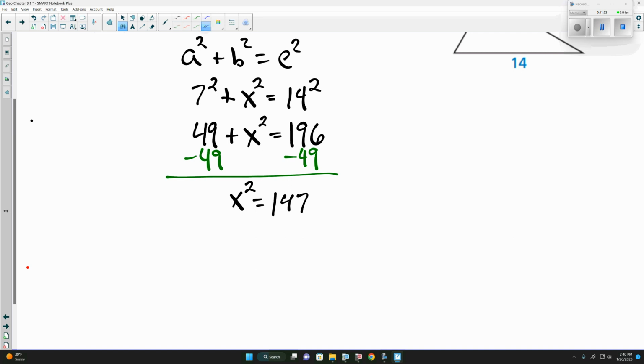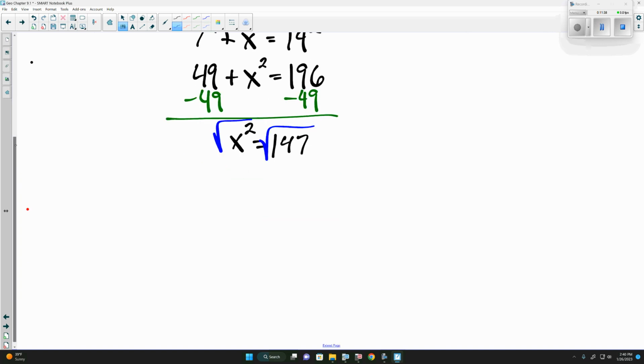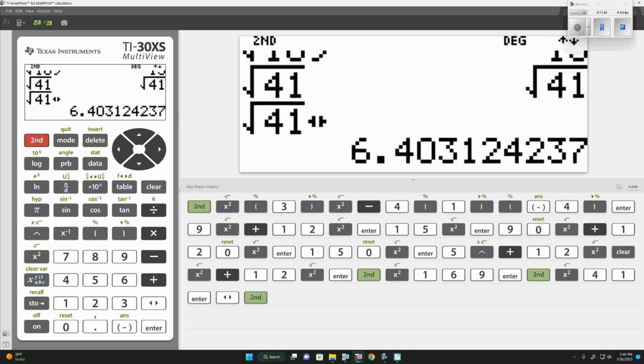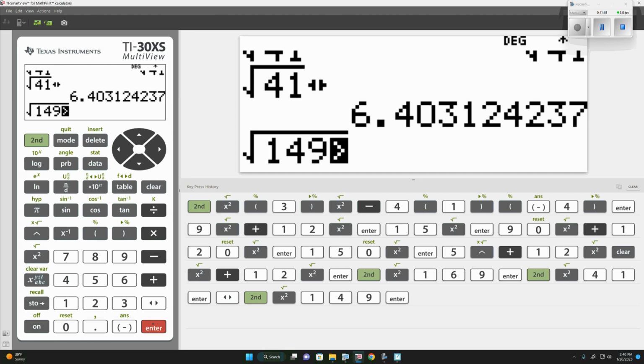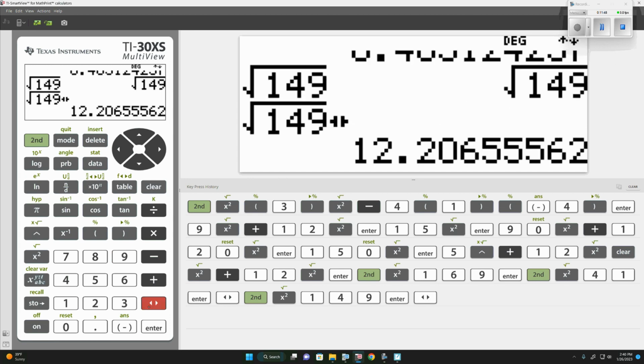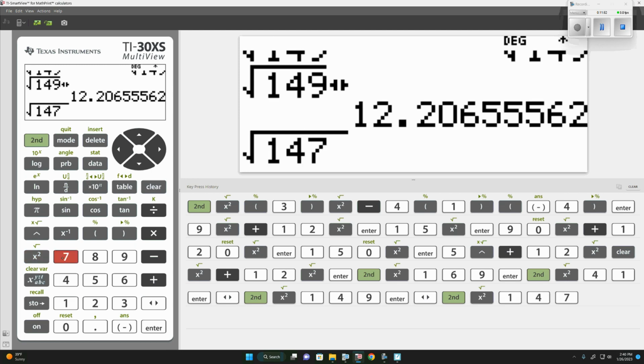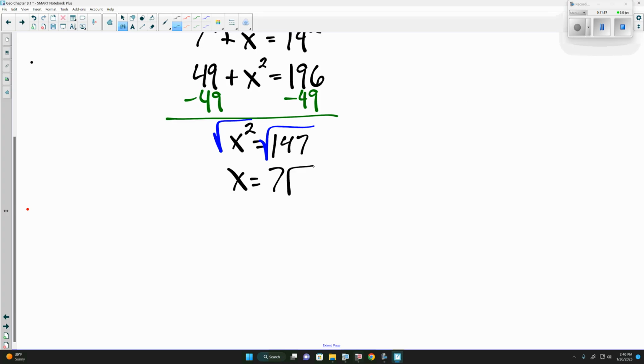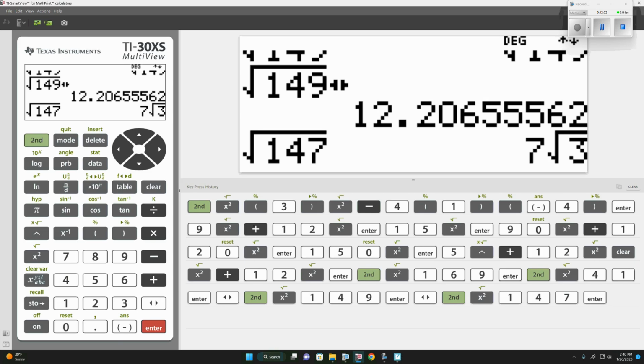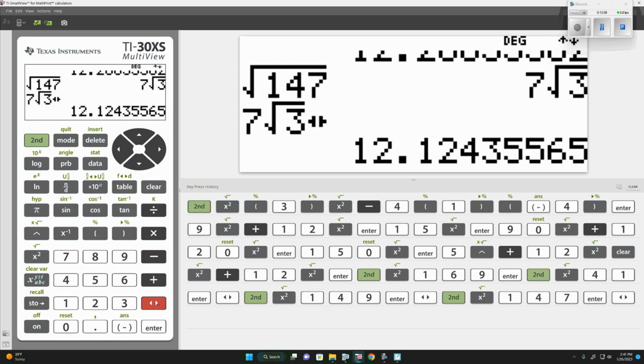And then we would square root both sides. Square root of x squared is x. Square root of 147 is 7 square root of 3. So no. If we wanted the exact decimal, it would be 12.12435565.